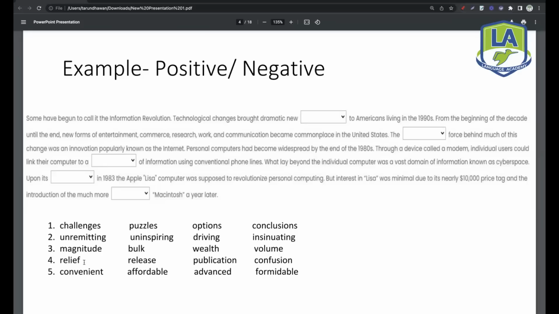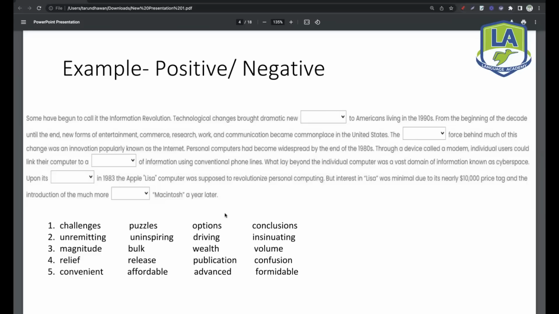We have magnitude of information, bulk, wealth, and volume. So we are talking about what kind of information we have in a computer. If we connect a computer to the internet, we will have a dash of information. Volume of information, can we quantify information? No, whereas volume is used for quantitative things. Bulk is for wholesale. When we just want to say that something is in bulk means a lot of quantity. But that quantity may be relevant, may be irrelevant. Both cases go with bulk.